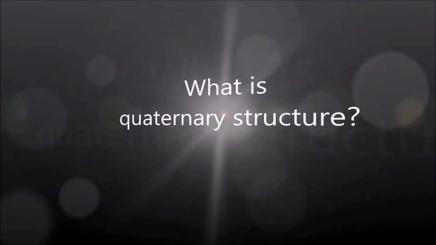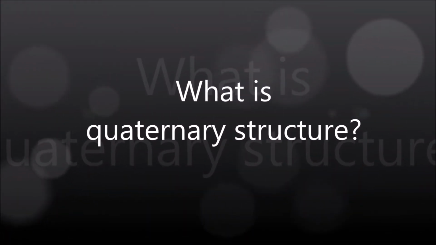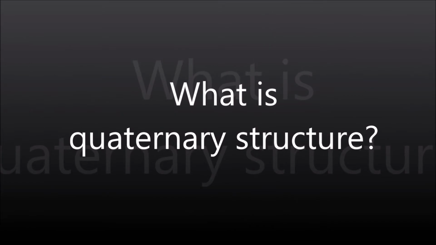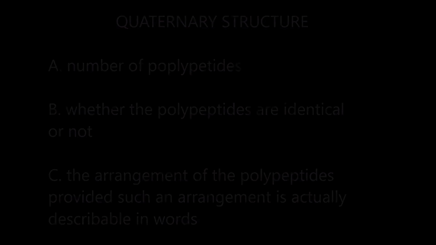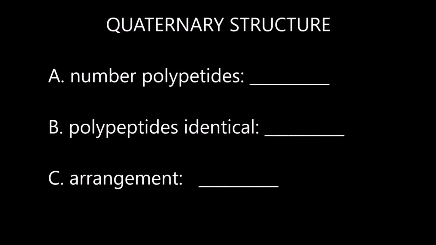So what is quaternary structure? Quaternary structure is a structural description of the characteristics of a protein according to a checklist that looks something like this. Quaternary structure A describes the number of polypeptides in a protein, B describes whether the polypeptides are identical or not, and C describes the arrangement of the polypeptides, provided such an arrangement is actually describable in words. I'll use some shorthand for the checklist so we can fill in the blanks later.